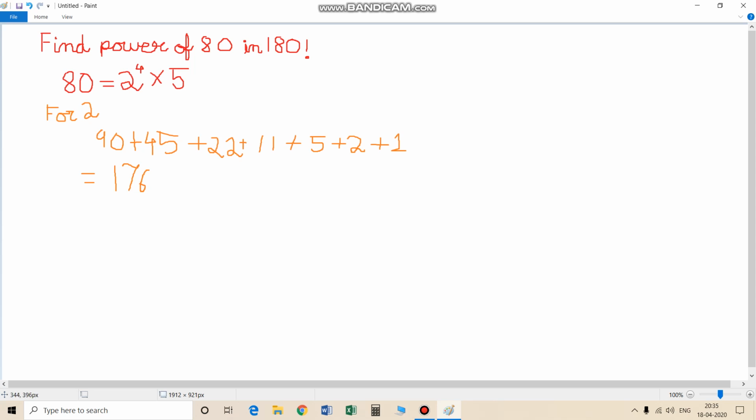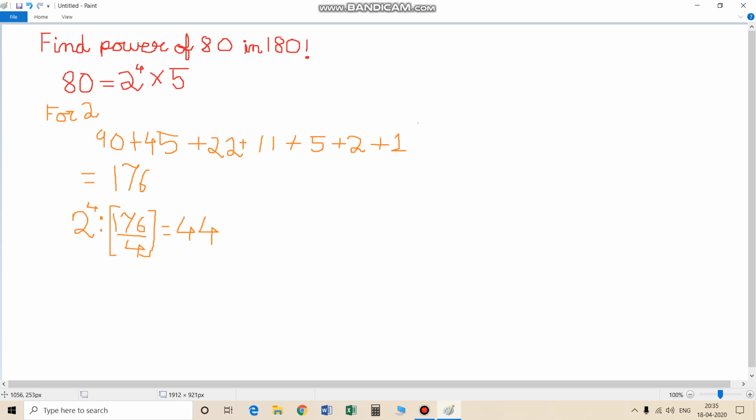Now for 2 to the power 4, it will be divided by 4. For 2 to the power 4 it will be 176 by 4, with the floor function. Now also floor, because if some remainder comes then it will be divisible by 2 squared or 2 cubed, but not by 2 to the power 4 exactly. But here it comes to be accurately 44. No decimal, so no use of the floor function.